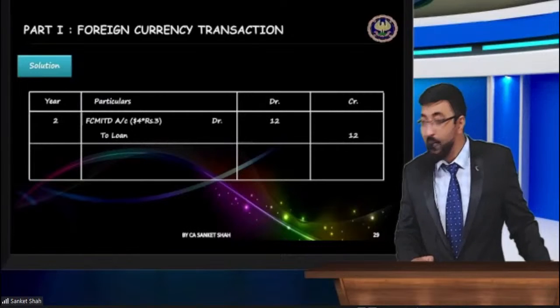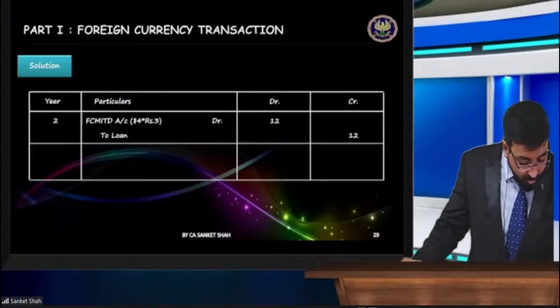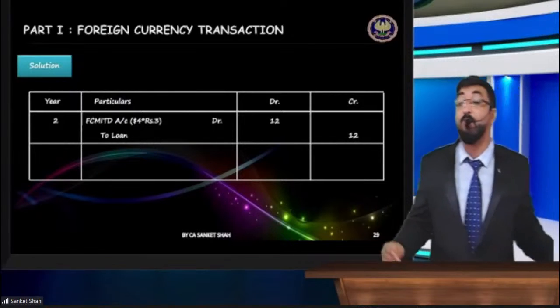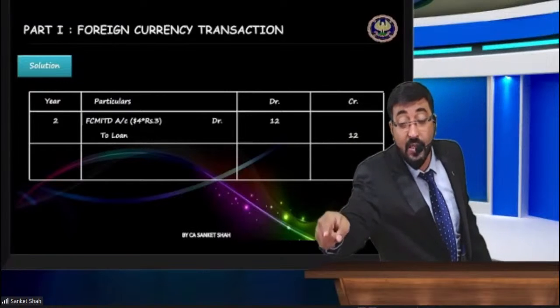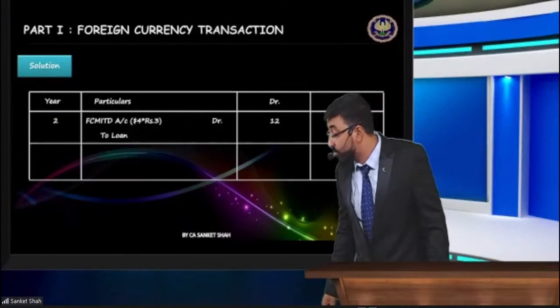So you are getting FCMI today 12 rupees. Yes, FCMI today 12 rupees. Janki, you are correct, beta. And what is the amount that you are going to transfer to the profit and loss account? I'm waiting for your answer. Please tell me fast whether you are getting 12 rupees or P&L account. What is the amount that you are transferring to profit and loss account?